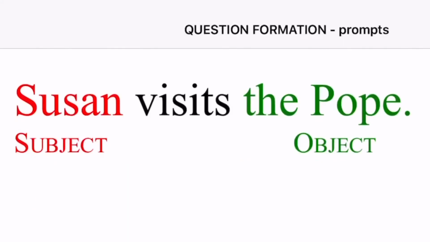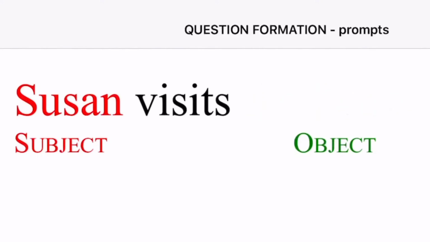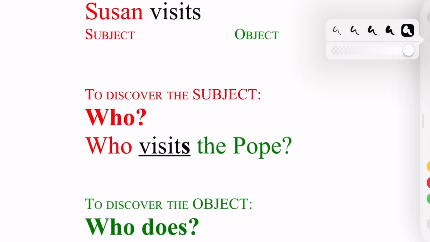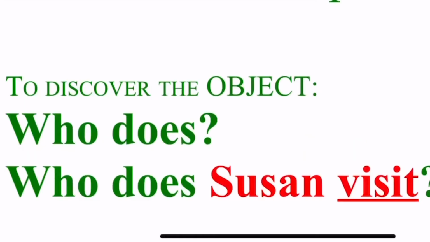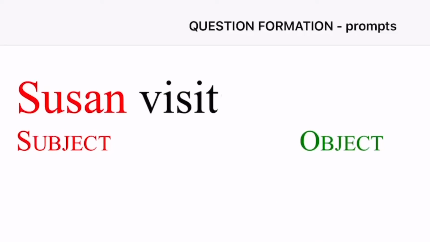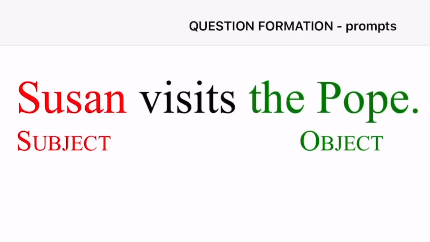Instead, if you know that Susan goes to visit somebody, but you have no idea who this person is, you will use the expression who does, because you want to discover the object of the sentence. So you'll ask, who does Susan visit? Eliminating also the S, because in this case we've got the S on the does. So the question would be, who does Susan visit? And the answer is Susan visits the Pope.